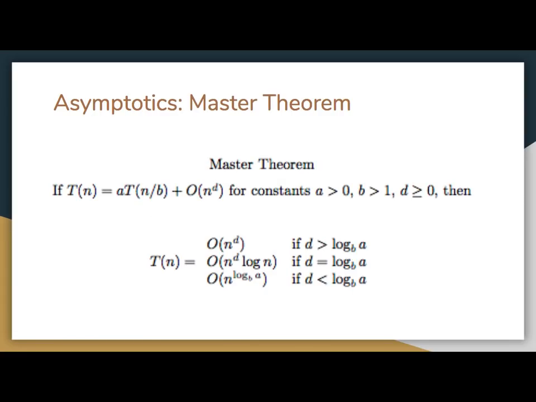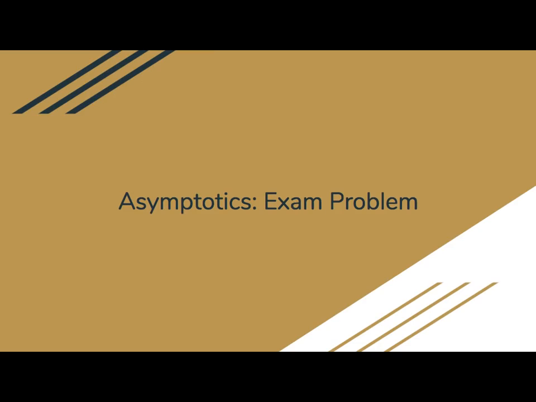Okay, Master's theorem. So this is a theorem that you can use on the midterm. It'll help you quickly evaluate runtimes. So if T of n is in the form a T of n over b plus O of n to the d, where a, b, and d are constants, a has to be greater than 0, b has to be greater than 1, and d must be greater than or equal to 0, then T of n equals one of these three, depending on how you compare d and log base b of a. If d is greater than log base b of a, it's O of n to the d. If d is equal to log base b of a, it's O of n to the d log n. And if d is less than log base b of a, then it's O of n to the log base b of a. Cool.